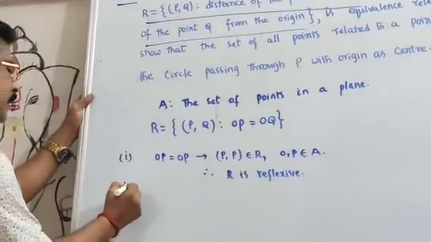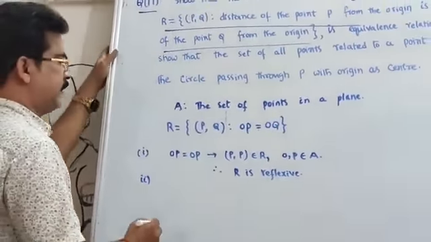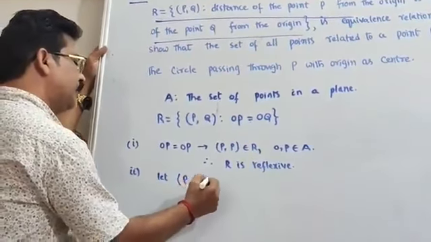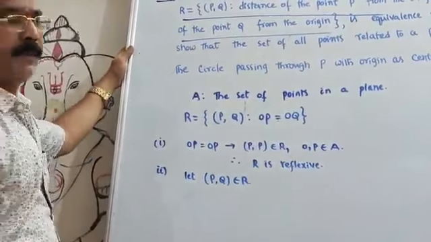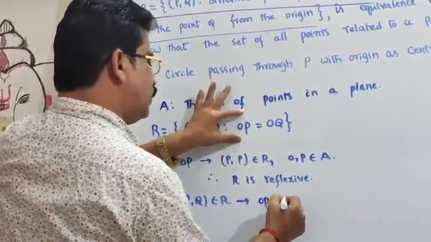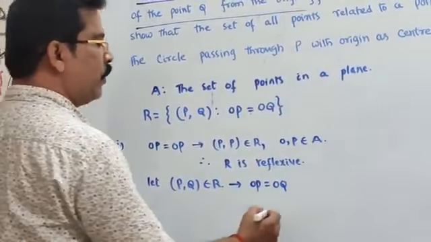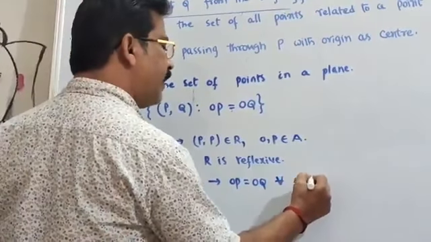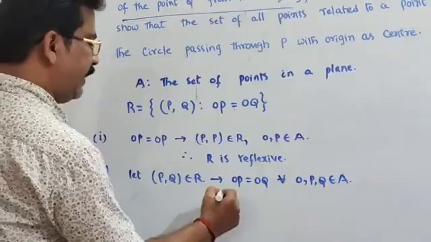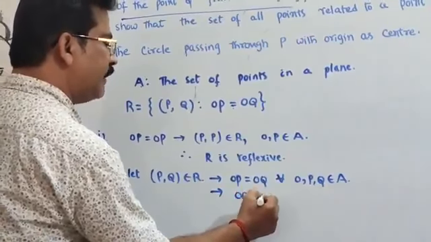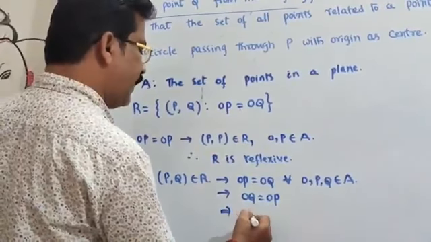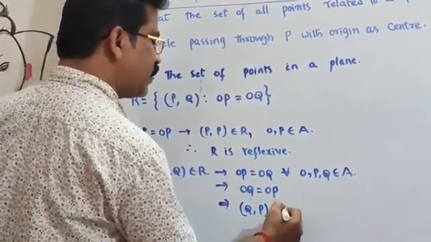Next, number 2, symmetric relation. Let the ordered pair (P, Q) belong to capital R. What does it mean according to the question? OP is equal to OQ, for all O, P, Q from the main set capital A. So that implies we can write it as OQ is equal to OP. Of course, both are the same in geometry. So that implies the ordered pair (Q, P) belongs to capital R.